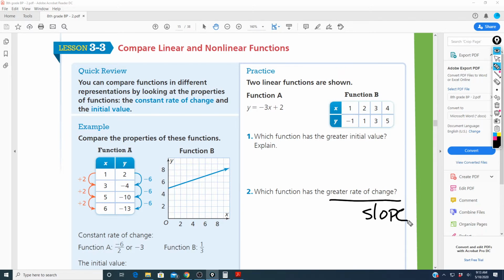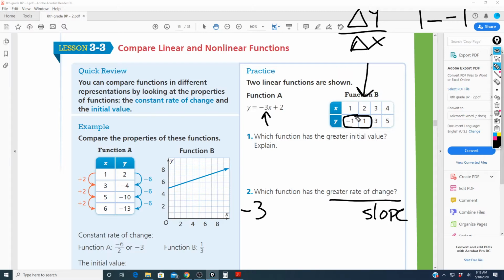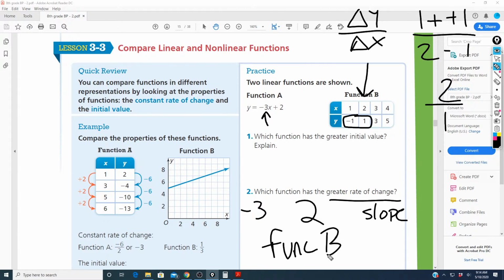So function A has a rate of change of -3, right there, the one that's in front. Function B in this instance, remember our slope is change in y over change in x. So our change in y, if I'm taking 1 minus -1, I'm going to take these two right here. 1 minus -1 over 2 minus 1. 1 plus 1 is 2. 2 minus 1 is 1. That rate of change is 2 for function B, which has the greater rate of change. It's function B.